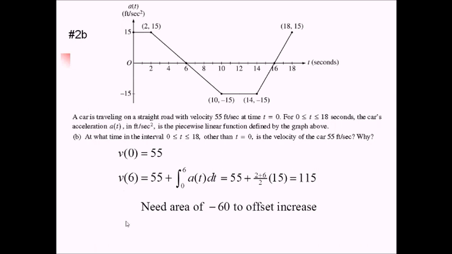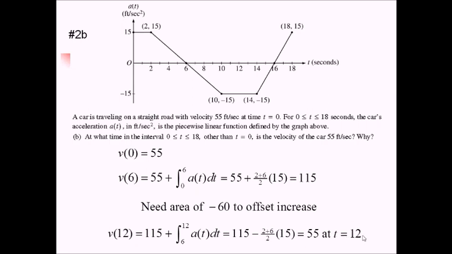And I have to justify my answer, so I might as well show this adding on camera here. So we have v of 12, that's 115, that was v of 6, plus the integral from 6 to 12 of my acceleration. So that's 115 plus, we had a base of 2 plus a base of 6, height of 15, all over 2, and that's going to be negative. So we've got 115 minus 60, which gives us 55. And this happened at time equals 12. And we'll throw seconds in there just to be on the safe side with units.